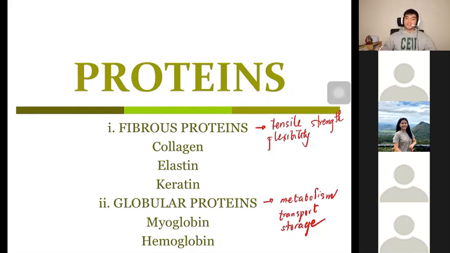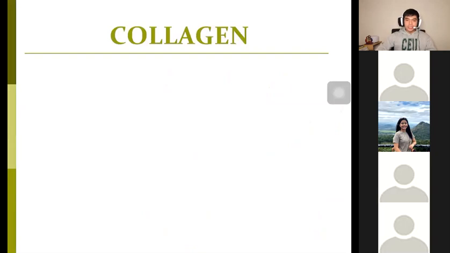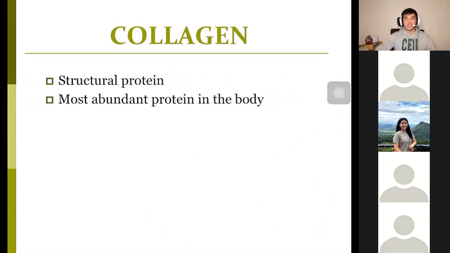Under fibrous, we will discuss three examples, collagen, elastin, and keratin. Whereas for globular, we have myoglobin and also hemoglobin. So with that, we can start discussing the first fibrous protein, that is collagen. Collagen is an example of a structural protein, and in fact, this is considered as the most dominant or most abundant protein in the body.